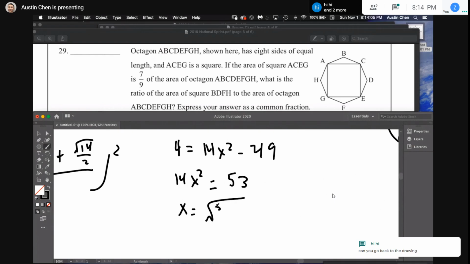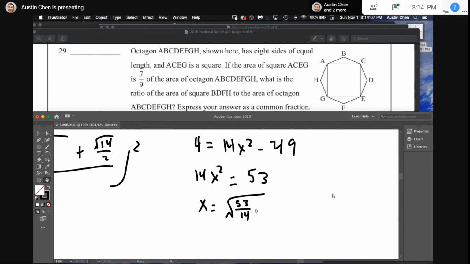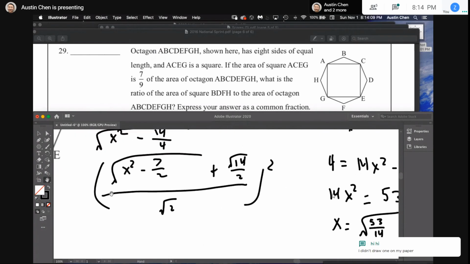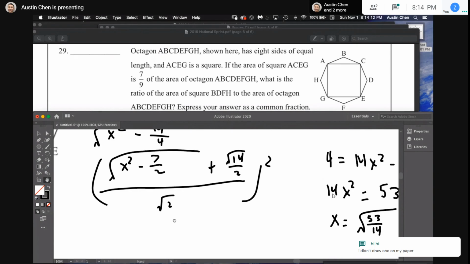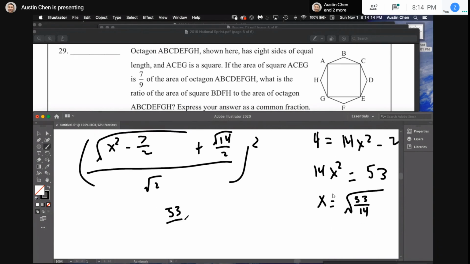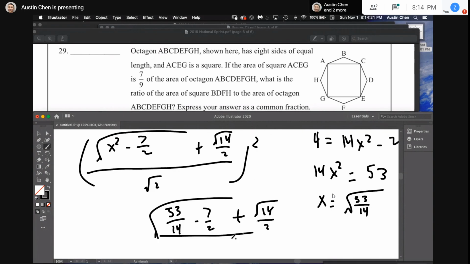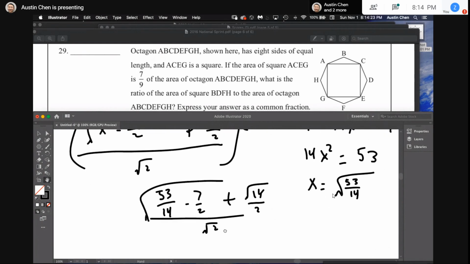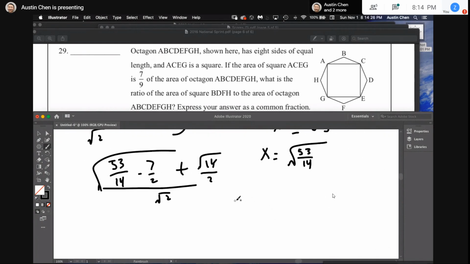Let's just say x equals root 53 over 14 for now. So this will be the area of our new square, right? So it will be 53 over 14 minus 7 halves. I don't remember having wacky numbers like this. Is this nice at all? Oh, I think that is nice actually. So we have 53 minus 49 over 14, right? Okay, so that's not bad.